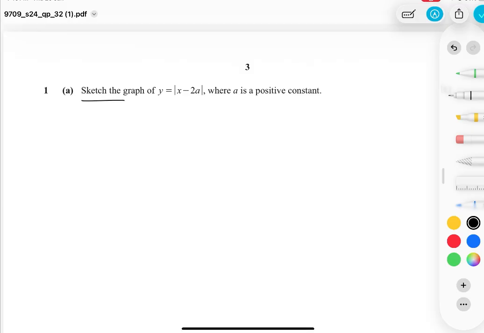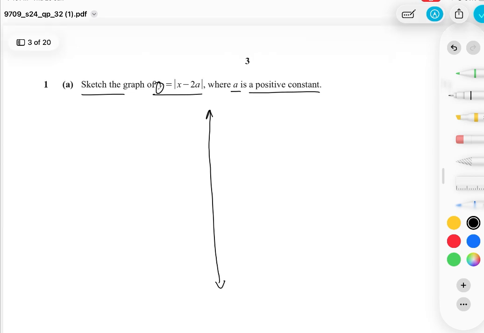Sketch the graph y equals mod x minus 2a, where a is a positive constant. Alright, so we have to sketch a graph. So we know y is here, so we will form a y-axis, and x is there, so we'll form an x-axis. Now the point to be noted is that a is constant, a is not a variable. So it has a constant value. We don't know that value, but a is constant. So how can I draw this graph?